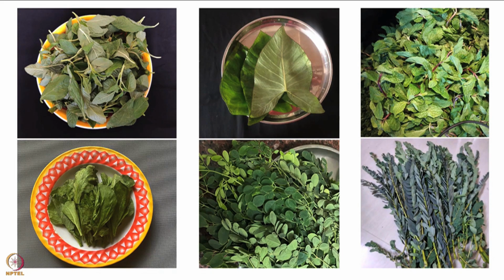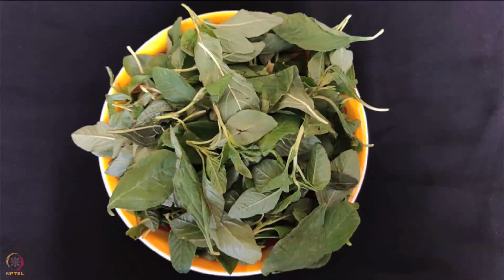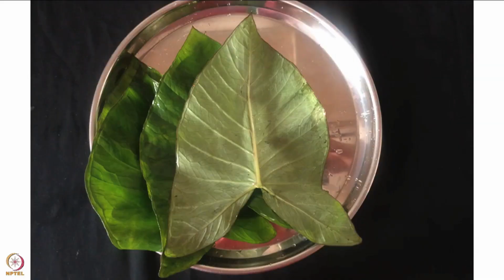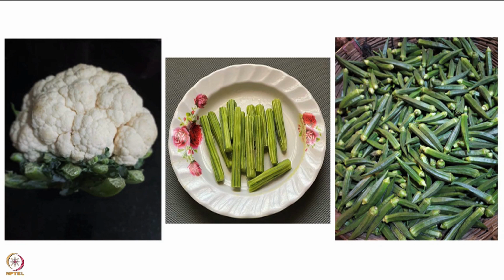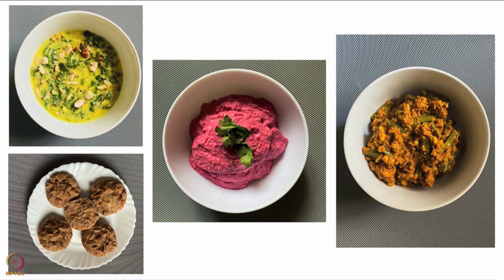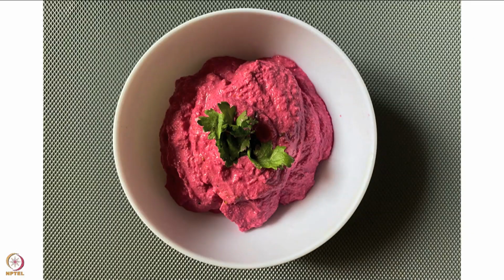For example, spinach, amaranth leaves, colocasia leaves, and agathi leaves. Some vegetables like cauliflower, drumsticks, and lady's finger also have folate. Let us look at the preparation of the recipes now. The first recipe is chickpeas dip.